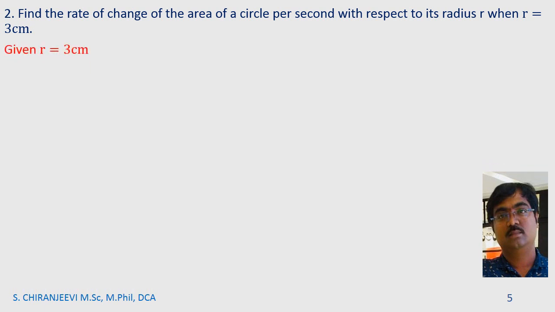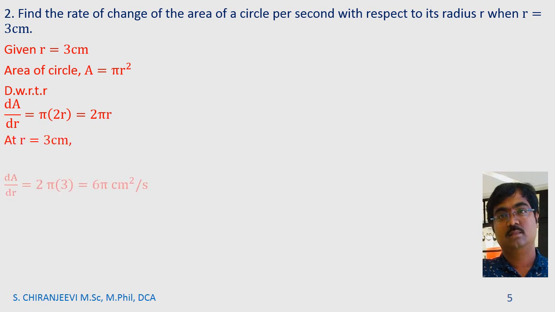Given r equal to 3 centimeter, area of circle capital A equal to pi r square, differentiating with respect to r, dA by dr equal to pi into differentiation of r square is 2r, which is 2 pi r. At r equal to 3 centimeters, dA by dr equal to 2 pi into 3, which is 6 pi centimeter square per second. Units are important.